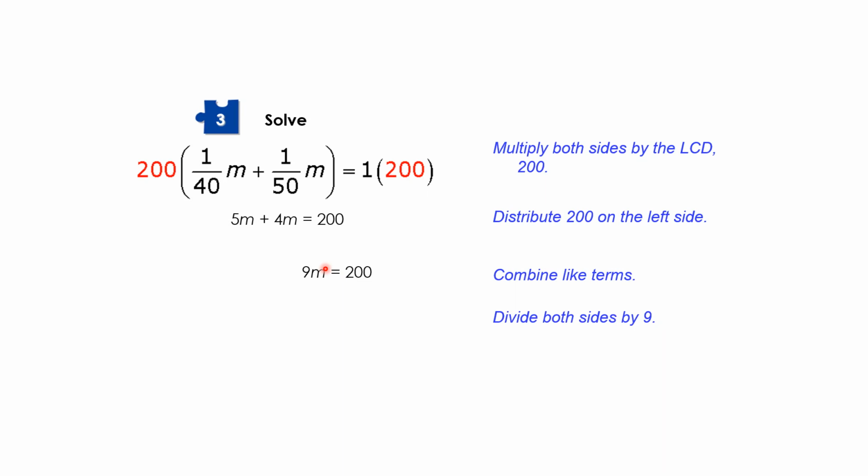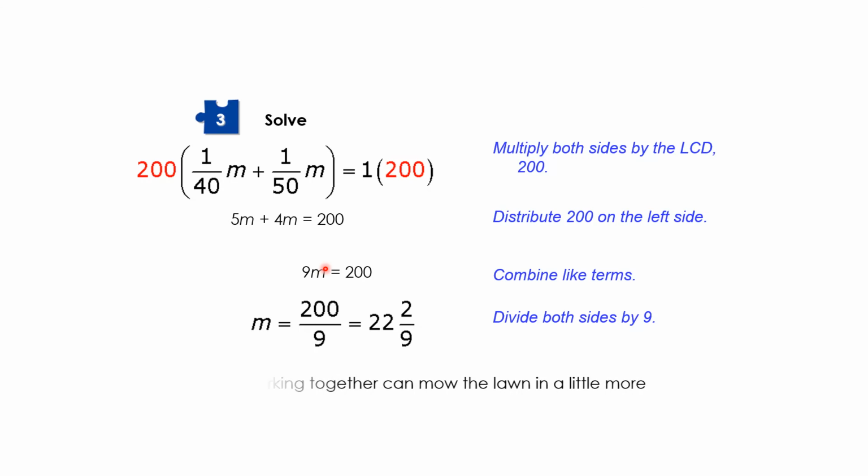Divide both sides by 9. m could be 200/9 or 22 and 2/9. So, Cindy and Sarah working together can mow the lawn in a little more than 22.2 minutes.